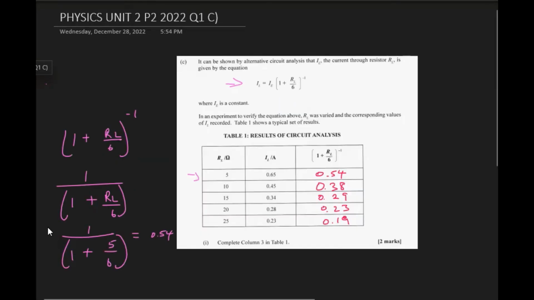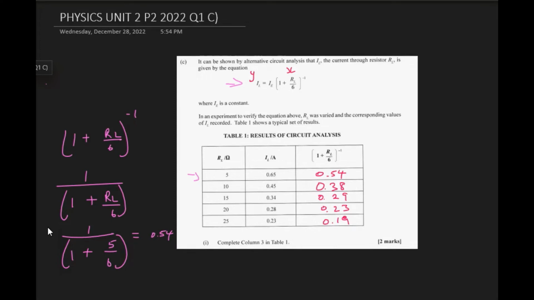So if you look back at this equation here, we're plotting IL versus this thing here, 1 plus RL divided by 6 inverse. So this tells me that this is my y variable. I plot this on my y axis, so that's my y variable. Then all of this here is my x variable.